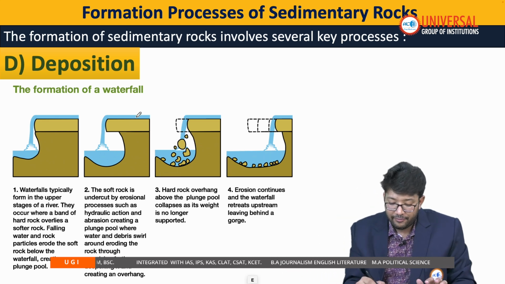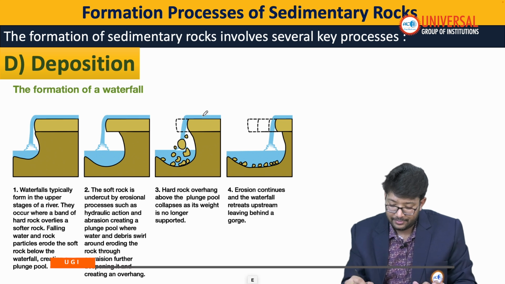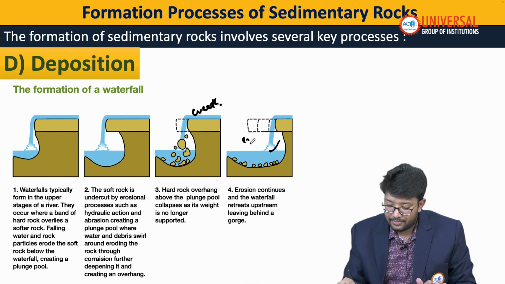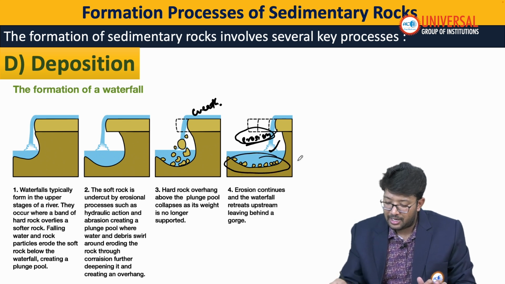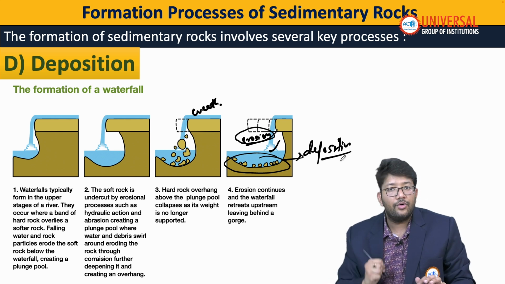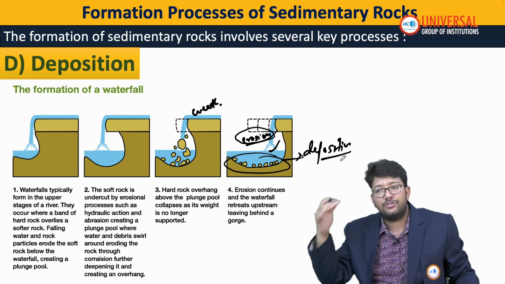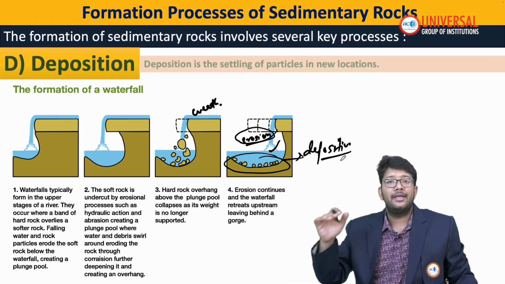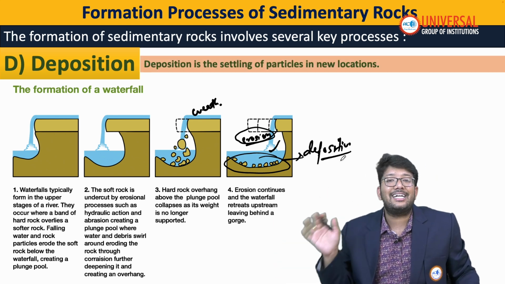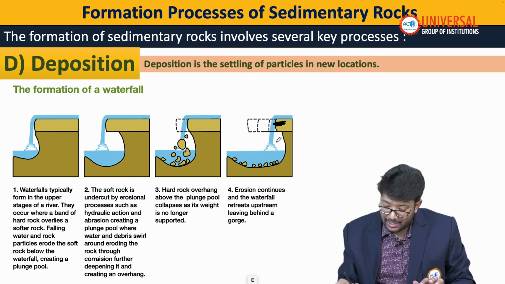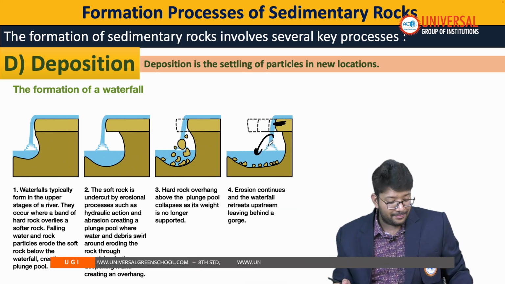So what happened here? First of all, weathering happened, then erosion or transportation happened, and then what happened? Deposition happened. This is how the waterfall also forms, and this is nature. It happens: weathering, erosion, deposition. So deposition is what? Settling of particles in new locations. Earlier the particle was here, now the particle is here, the new place.